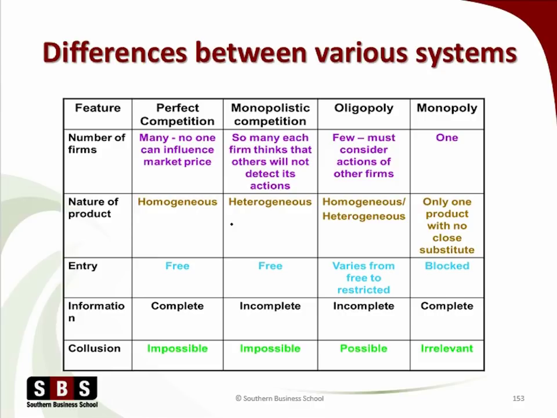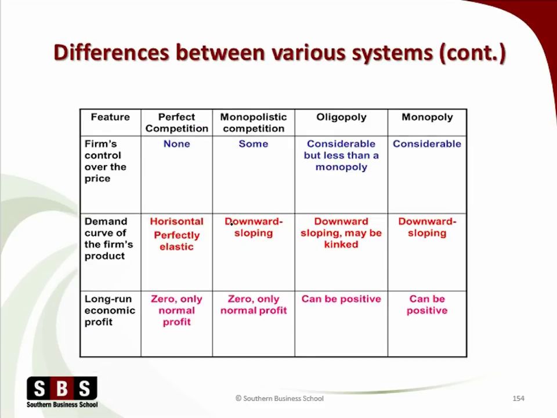This could count a few marks in the exam. Maybe asked, like I said, in terms of number of firms or the nature of the product or the entry into the market or the information or the collusion. And for the different systems you need to distinguish between what the differences are. That's a continuation of that table. But it's all in that slide 139. This is all summarized in that slide 139.